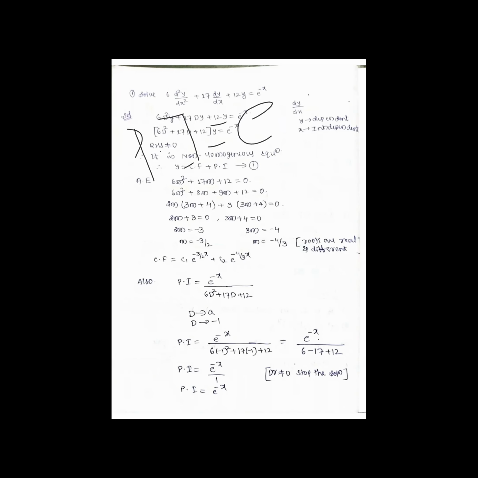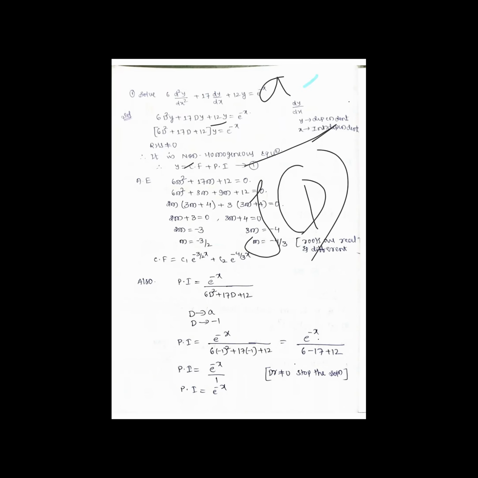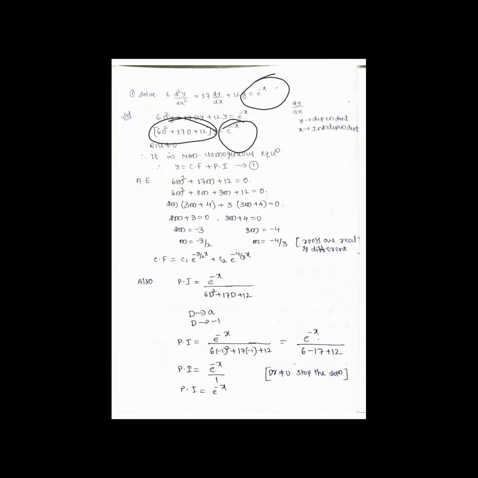Till here it was common for you people. Now, getting the particular integral is very important. In the particular integral, we want the particular integral to be e^(ax) divided by f(D). What is this f(D) and what is this e^(ax)? We will study all of that here. So this is e^(ax) divided by f(D); that is, e^(-x) divided by this.